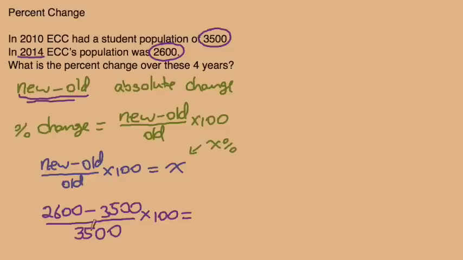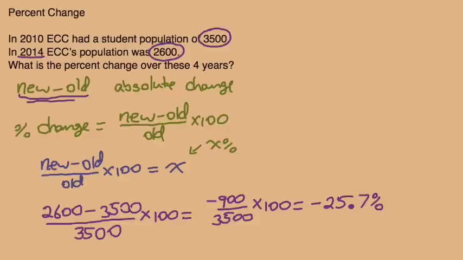Now one thing that's kind of important is you want to find the absolute change first in your calculator so you get the right answer. If you try to type this all into your calculator at once, you're going to get some weird number that doesn't make any sense. So make sure you do the new minus old in your calculator first. So 2,600 minus 3,500 for a grand total of negative 900. Then divide it by 3,500 and multiply by 100 for a grand total of negative 25.7, and don't forget that this is a percent change.